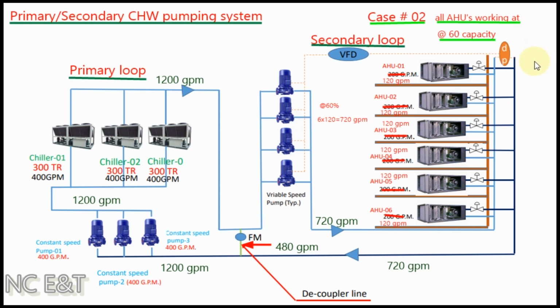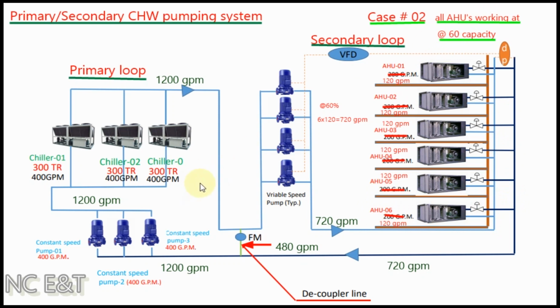Due to this, there will be a differential pressure between the supply and the return at the end, and this differential pressure will be sensed by the differential pressure sensor, and it will send the signal to the variable frequency drive that will slow down the speed of the chill water pump to balance the flow as per the space requirement. So now the chill water flow in the secondary loop will be only 720 GPM, and the secondary pump will adjust its speed accordingly.